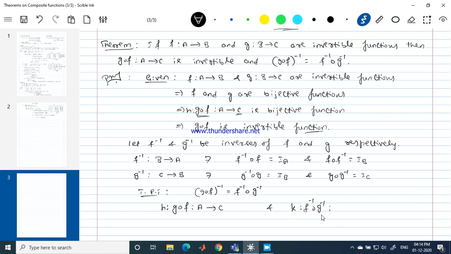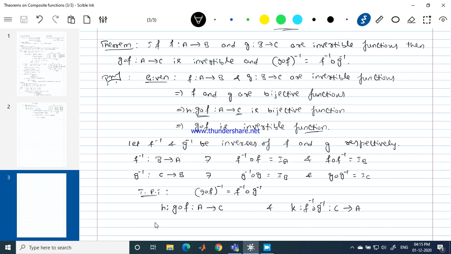So we just check out its domain and codomain. Is it possible to find this? Let me just see. G inverse is a function from C to B. F inverse is a function from B to A. So it is possible to find G inverse composition F inverse, where G inverse denotes its domain, that is C, and F inverse denotes its codomain, that is A.